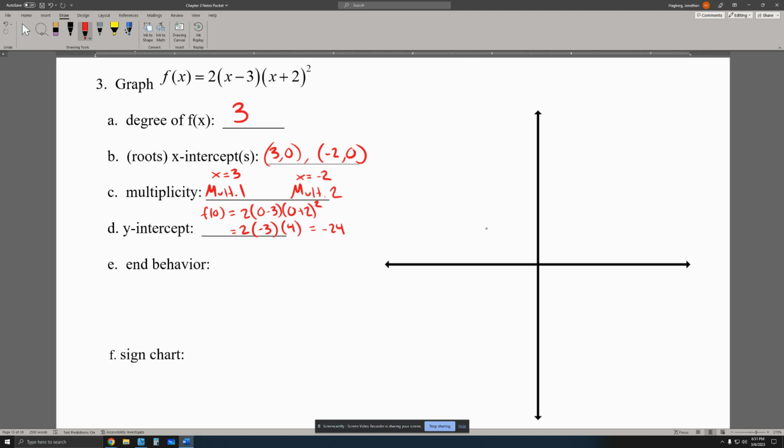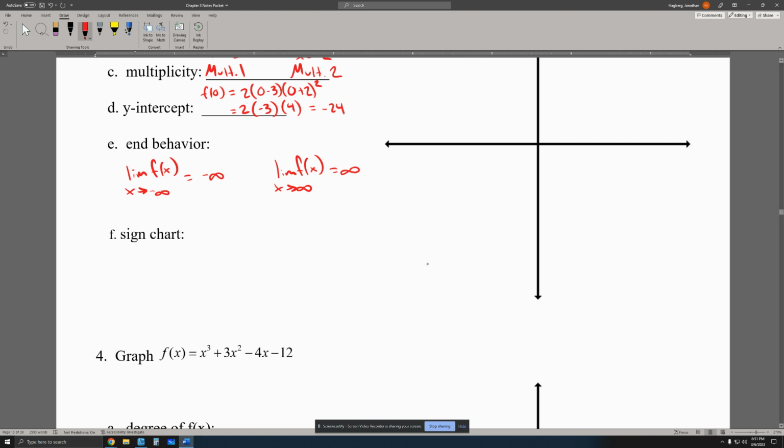And end behavior: degree 3 with a positive leading coefficient. That tells me that the limit of f of x as x approaches -infinity is -infinity. And then the limit of f of x as x approaches positive infinity is positive infinity.